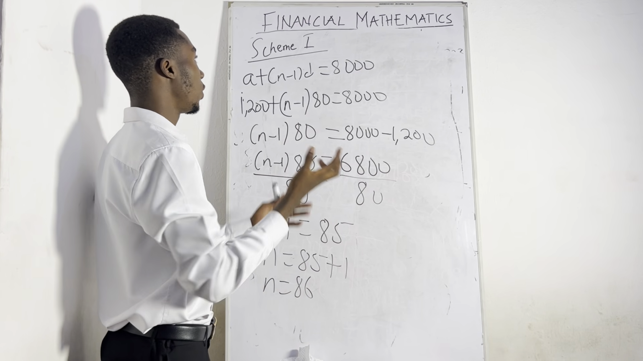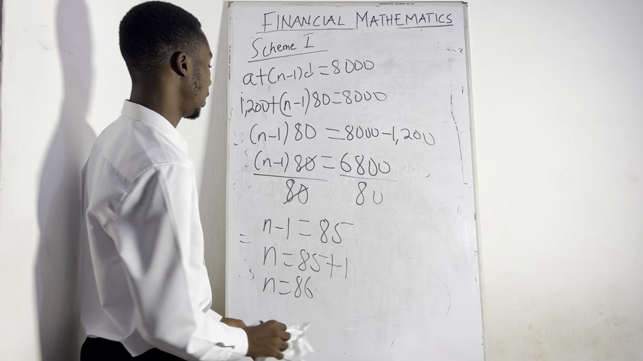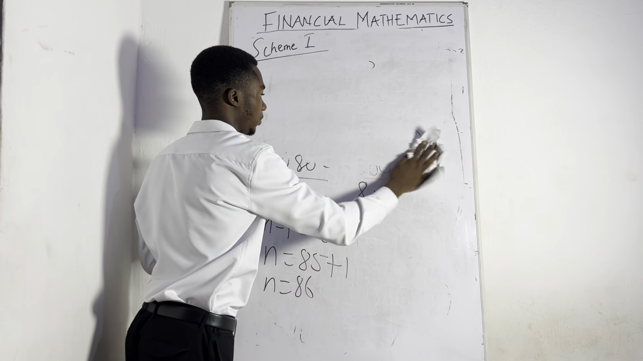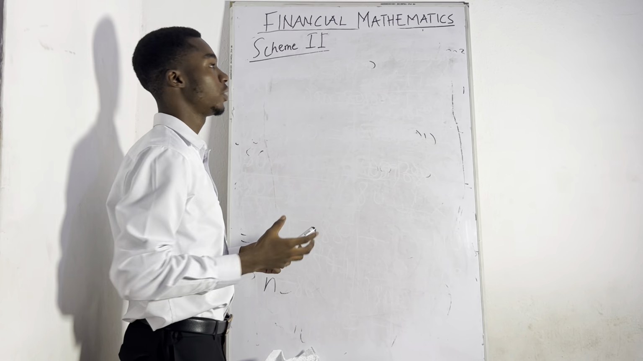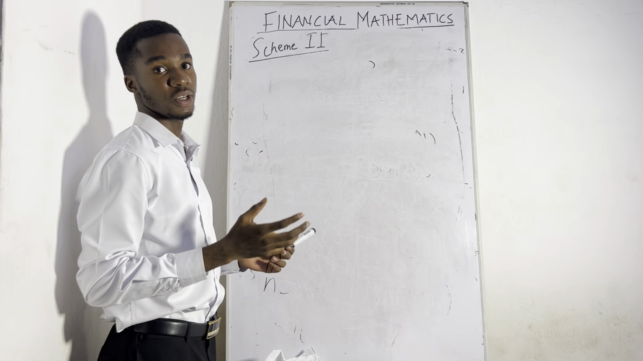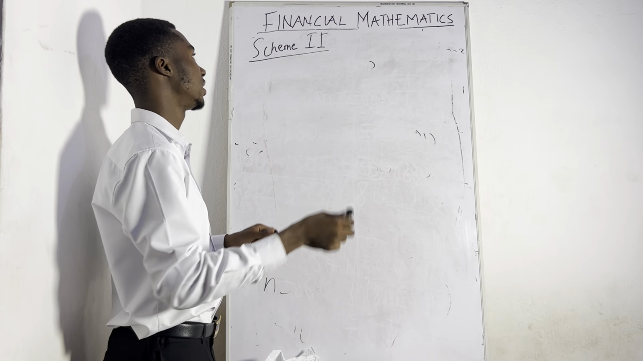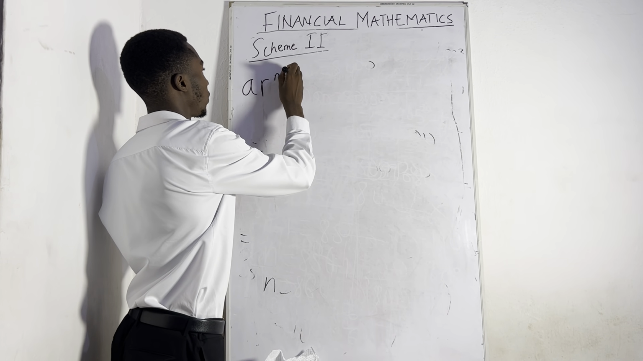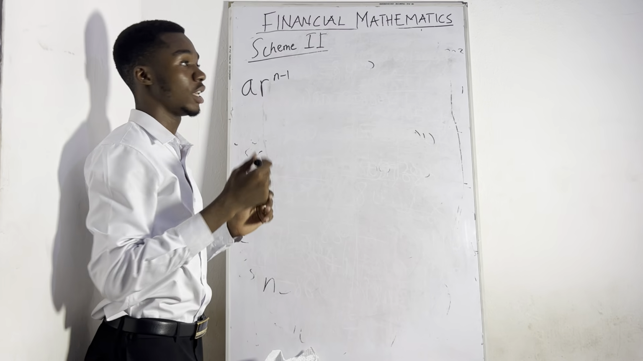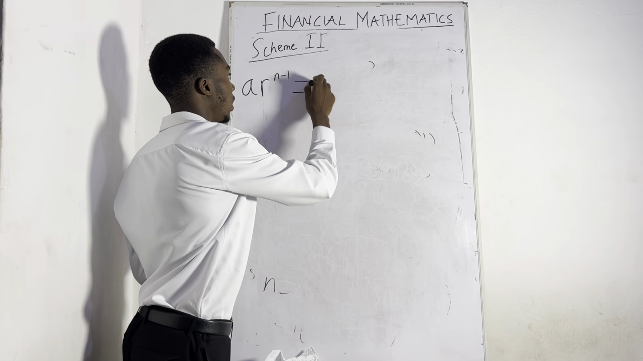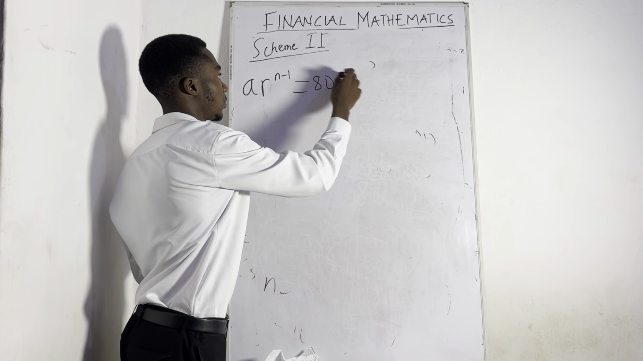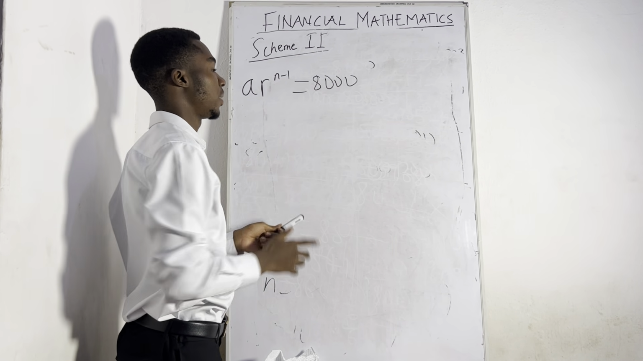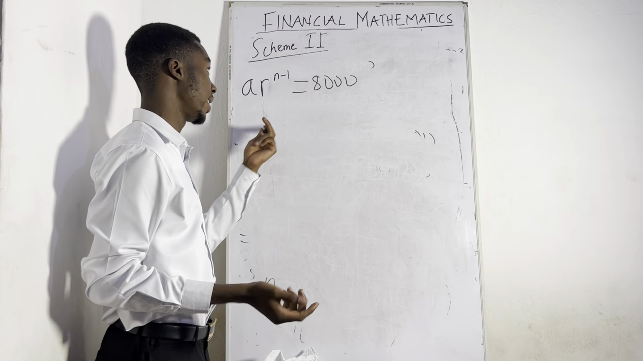That's all. Now we do the same for scheme 2. So let me clean it and do the same thing for scheme 2. We know that scheme 2 is a geometric progression, so this time the formula for the nth term is ar^(n-1). You already know that. Then you equate it to 8,000. You get it? So you do the same thing: you just equate the formula for the nth term to 8,000, then we make n the subject.